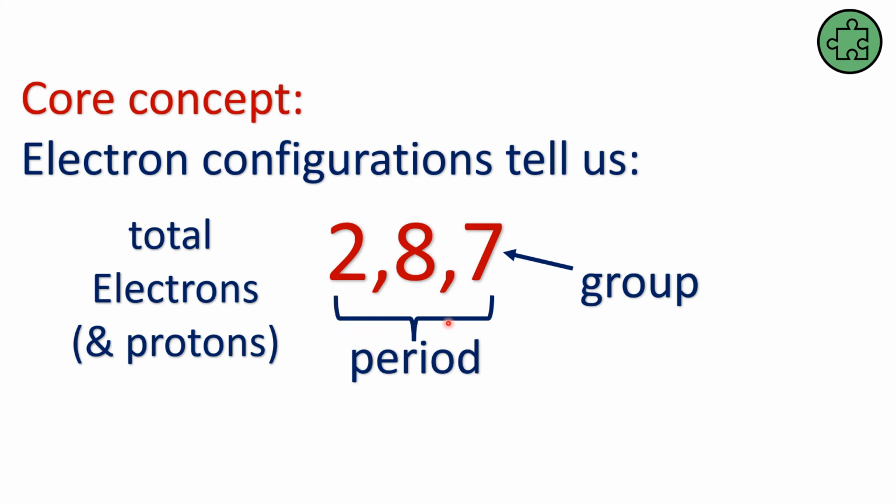Second, it tells us the period. This is period 3 because there are 3 numbers, and therefore there must be 3 energy levels. And finally, it tells us the total number of electrons. 2 plus 8 plus 7 is 17. So there are 17 electrons. And as we all know, an atom has the same number of protons and electrons. If this has 17 electrons, it must also have 17 protons, and that must mean it has an atomic number of 17. This is chlorine.